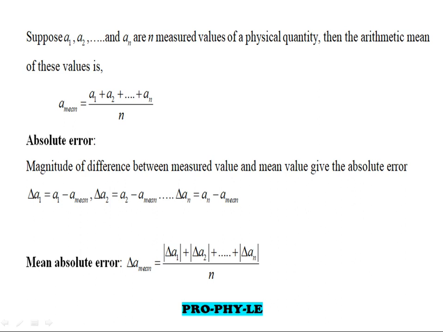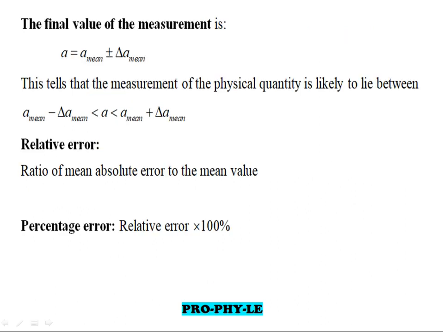These absolute errors can be positive or they can be negative, but while taking the mean absolute error, we have to consider their magnitudes only. So mean absolute error is nothing but the mean of all absolute errors, but remember you have to take the magnitude of each and every absolute error. So if I know the absolute error, I can write the final measurement like this. A will be equal to A mean plus or minus delta A mean.